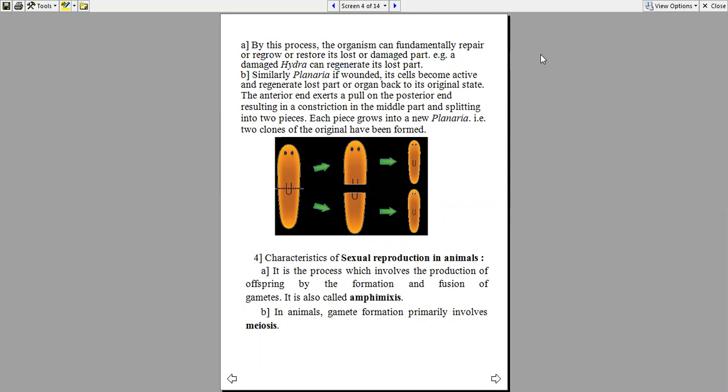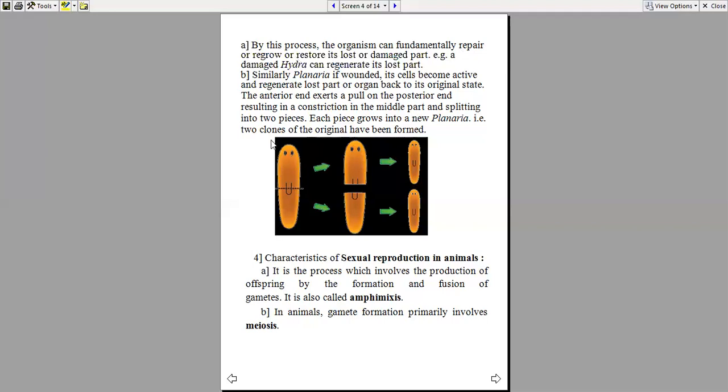Here we will take the example of hydra. In this process of regeneration, you can see that the organism can fundamentally repair. Now see here, these two terms are very important, repair or regrow. The meaning of regeneration is to repair or restore its lost or damaged parts. You can see this in animals like hydra and animals like planaria, which we have taken as examples.